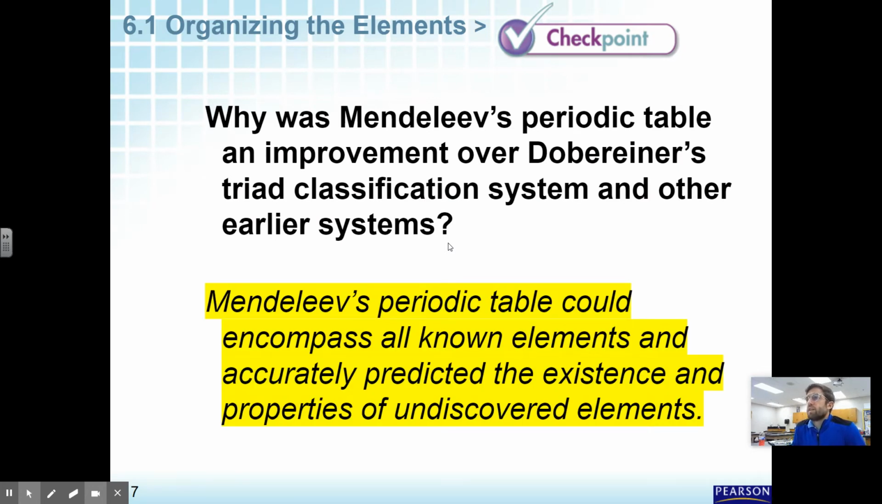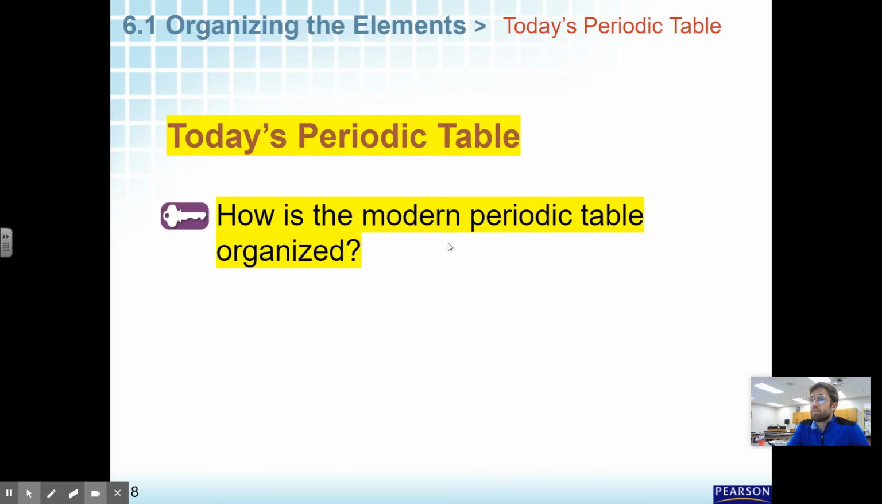So how is Mendeleev's periodic table an improvement over the triad classification system? Mendeleev was able to actually have all the elements and not just put them in groups of three, and actually arrange them in order of increasing something, which was atomic mass at that point. And it actually allowed the ability to know that elements were there but undiscovered. Okay. So Mendeleev's periodic table was useful.